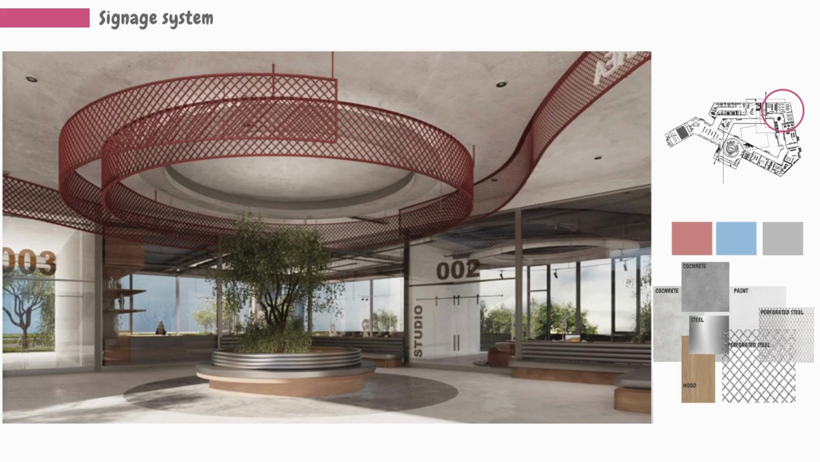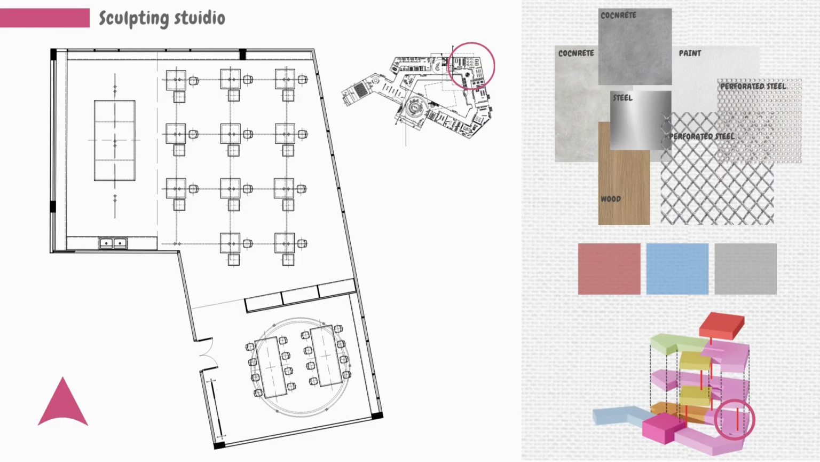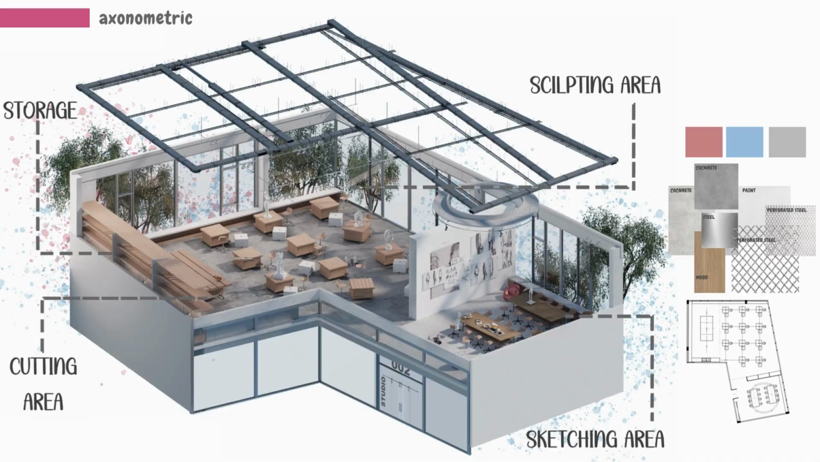As for the gathering area outside the sculpting studios, I'm using it to create connection between the studios, and that's why I'm keeping the walls transparent. In the sculpting studio, I used blue to reflect the focused and slow nature of sculpting.